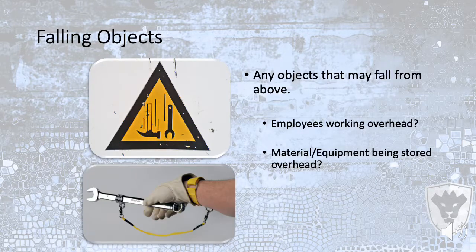So, falling objects. Any objects that may fall from above would be considered a falling object. Probably couldn't get any more basic than that. If people are working overhead, I would just look up and say, yep, something could probably fall. That guy's working up there. Even if it's a cell phone out of his pocket, yes, tools are going to be lanyarded off, but things can fall if people are working up above.